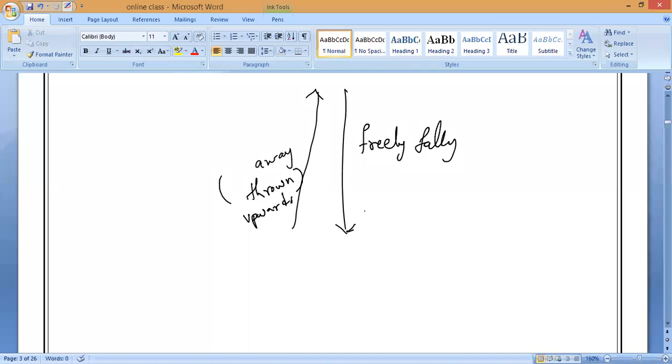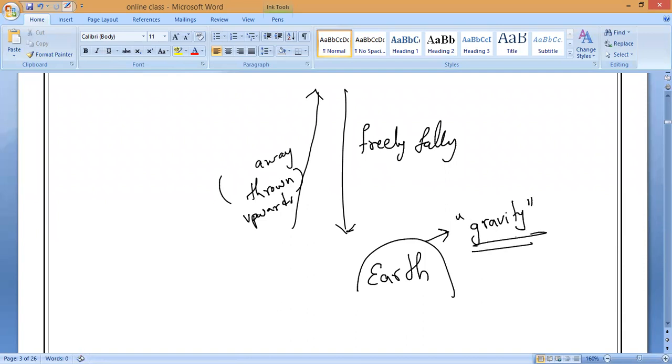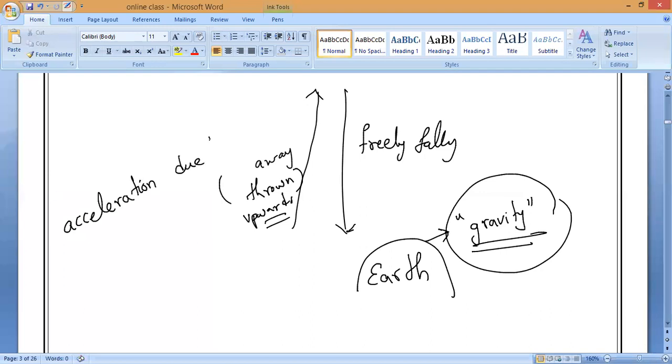If the body is thrown upwards or falling towards the earth, then some force is acting from the earth. The force exerted by the earth is what we call gravity. So who is causing the acceleration of the body when it is thrown upwards or falling freely? Because of gravity. That is what we are going to study in today's class. That is what we call acceleration due to gravity. Clear, everybody?